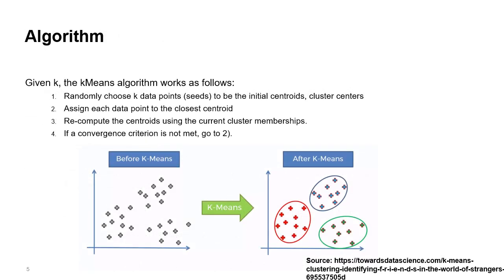Here are details on how k-means works. The first step is to randomly choose k data points from the data to be the initial centroids, or cluster centers. The second step is to assign each data point to the closest centroid by calculating the distance between samples and the centroids, which will form new clusters. With the new clusters, it will recompute the centroids using the current cluster membership. If a convergence criterion is not met, then it goes back to the second step.